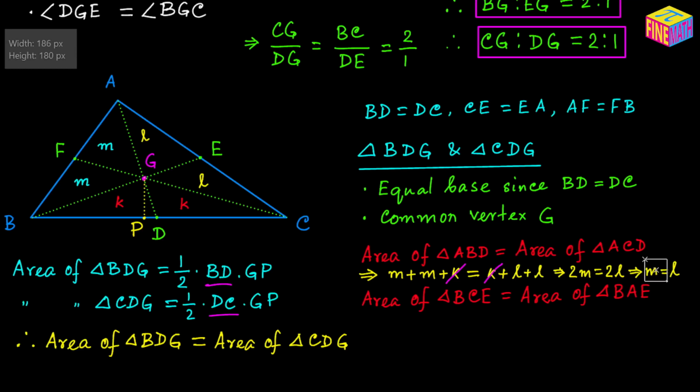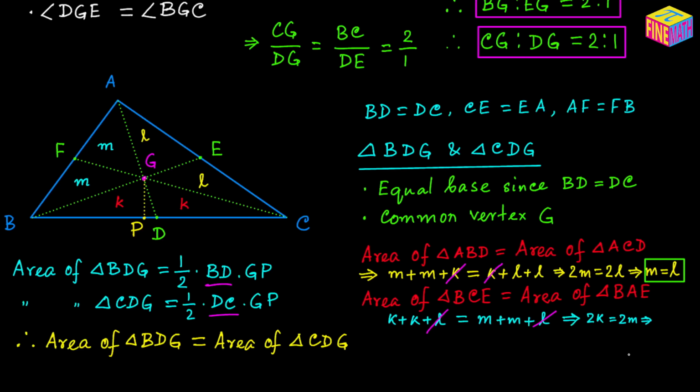Let me highlight that. And similarly, let's look at the next one where we have the area of triangle BCE. So BCE's area would be K plus L, and that is equal to the area of the triangle BAE, and that will be M plus L. And here again you can see that the L on the left hand side and the L on the right hand side will cancel out each other, and we are going to be left with 2 times K equals 2 times M. And from here we can easily say that K is equal to M. And I'm going to highlight this result also.